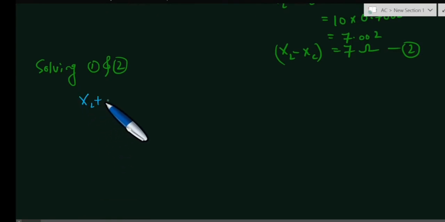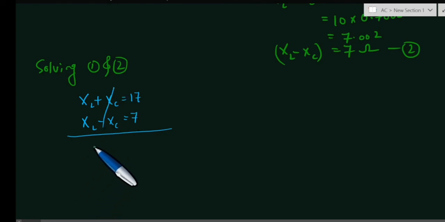XL plus XC is equal to 17 ohm and XL minus XC is equal to 7 ohm. If you solve these two equations, you can add them, then you will get 2 times XL is equal to 24. Then XL is equal to 12. So 12 ohm you will get.